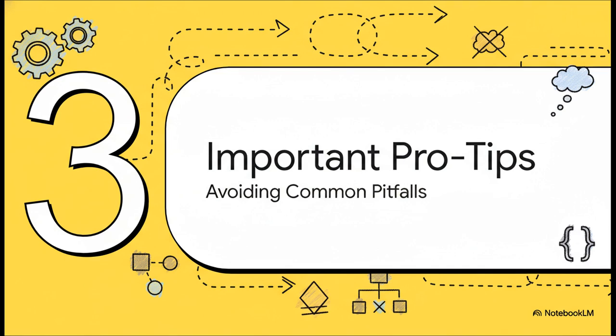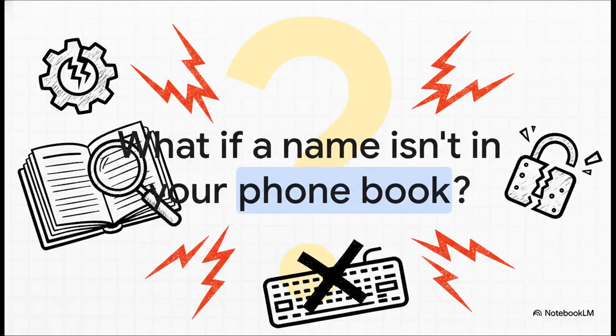Okay, now that you've got the basics down, I want to share a couple of pro tips. And trust me, these are absolutely crucial. Getting these right will save you from some really common bugs and a ton of frustration later on. So, let's go back to that phone book idea for a sec. What happens if you look for a name that just isn't in there? Well, in Python, if you try to grab a value using a key that doesn't exist, your whole program will just stop. It'll crash with what's called a key error.